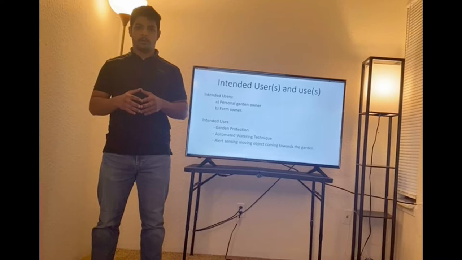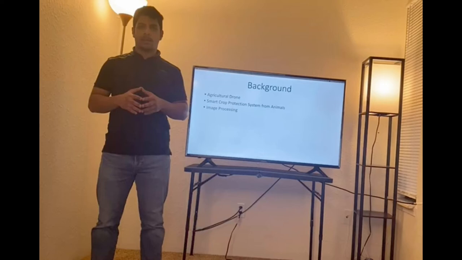For the background part, we have analyzed three similar projects. The first one is called agricultural drone. The second one is called smart crop protection system from animals. And the third one is image processing.